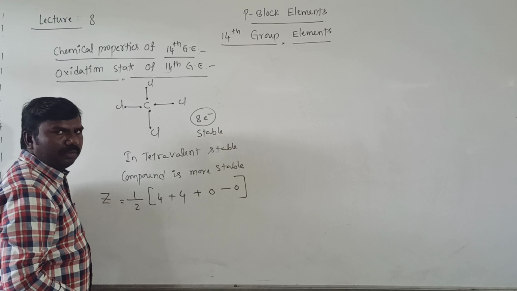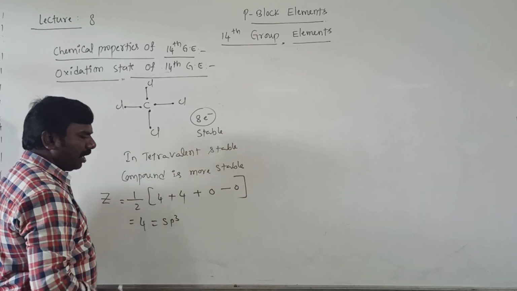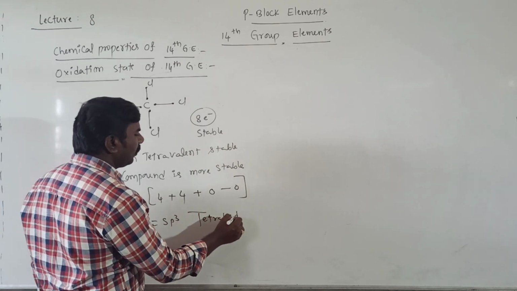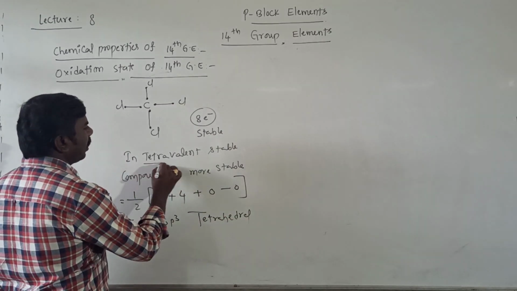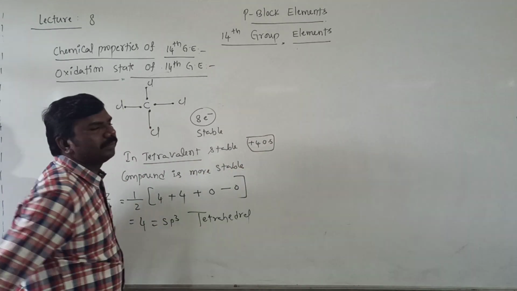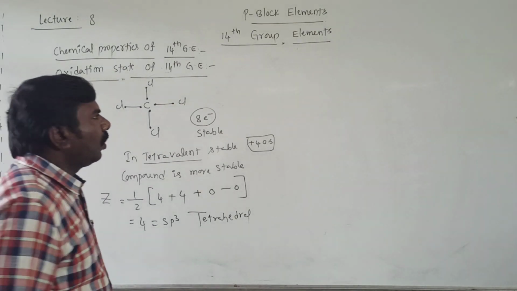Then half into 8, you will get 4. 4 equals sp3 hybridization. Shape will be tetrahedral. In which state? That is in tetravalent state, nothing but plus 4 oxidation state. Right? Next, carbon covalency.